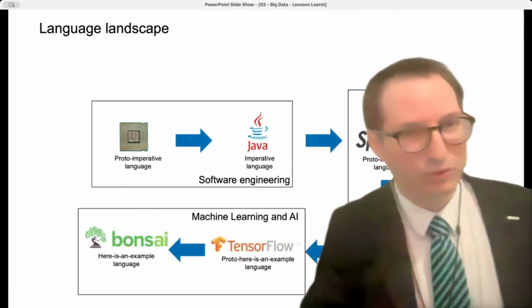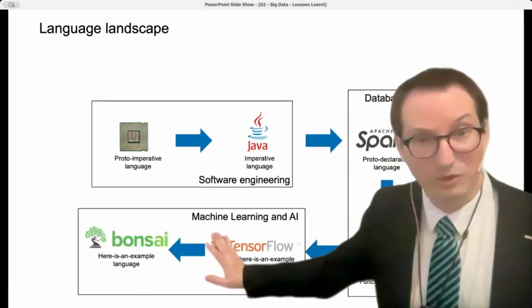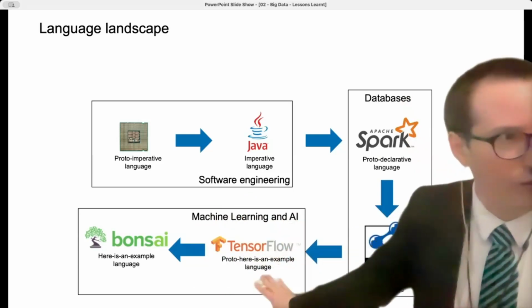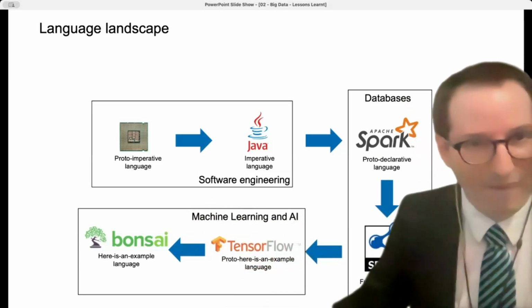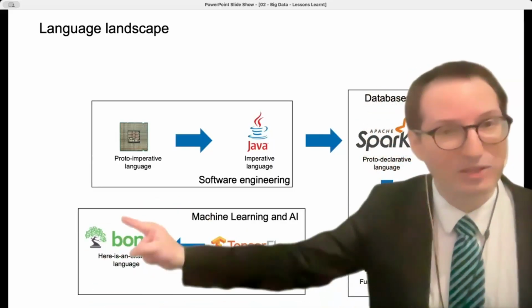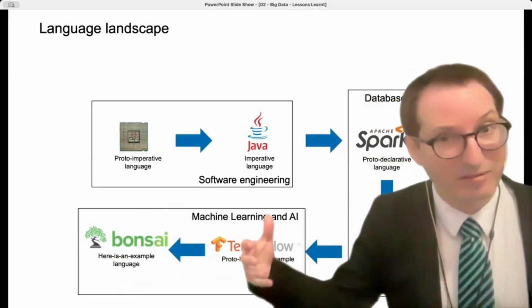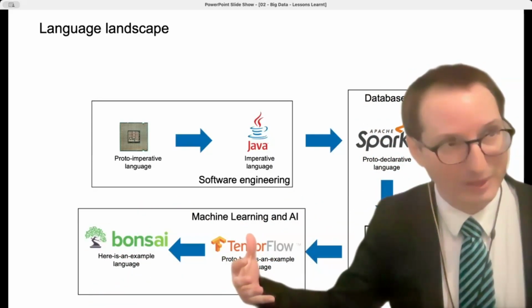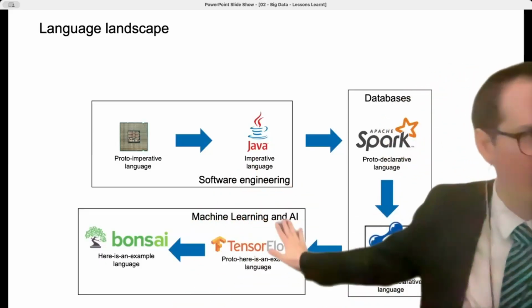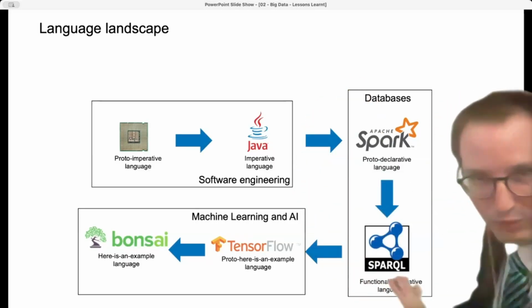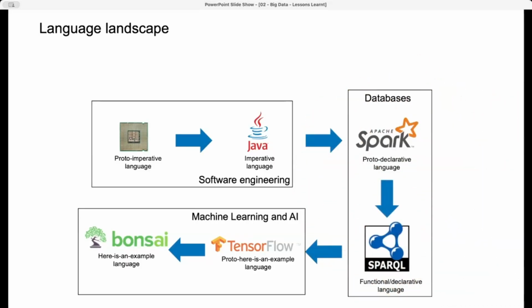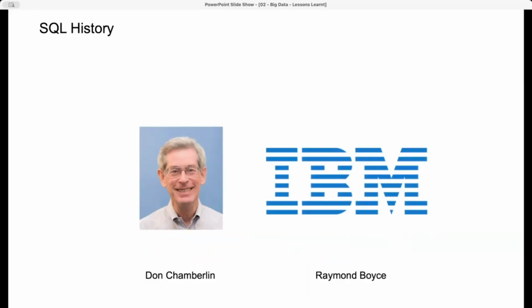Then we have machine learning, totally out of scope, but it's the same idea. You have frameworks like TensorFlow or PyTorch that allow you to use an API to do some machine learning. And there are people actively trying to come up with declarative languages at a high level to do machine learning, so that you don't have to worry about making complex API calls. So that's the landscape, and in this course, we are going to focus on the database landscape.